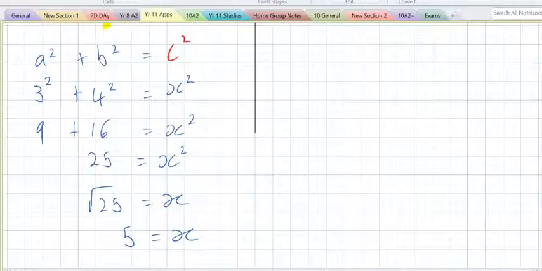Now note that my x is on the right hand side. It doesn't matter which side of the equation it's on. You can write that as 5 equals x or x equals 5. Traditionally we go with x equals 5. It's just what convention says, but both of them mean exactly the same thing. Alright?